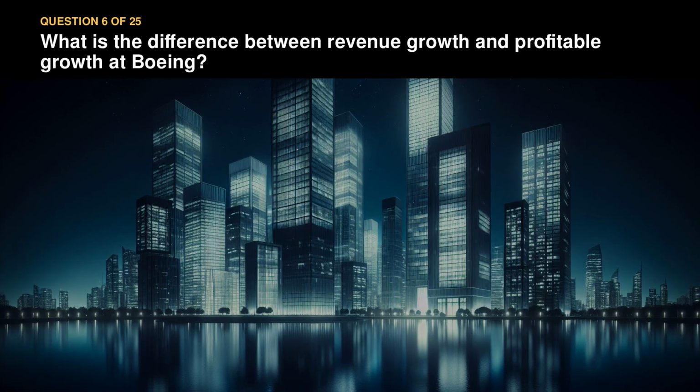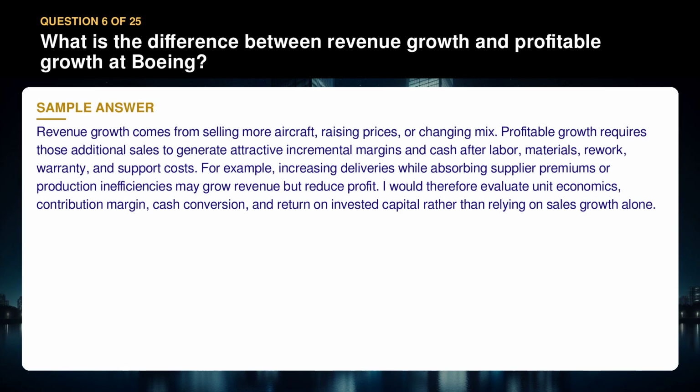Question 6. What is the difference between revenue growth and profitable growth at Boeing? Revenue growth comes from selling more aircraft, raising prices, or changing mix. Profitable growth requires those additional sales to generate attractive incremental margins and cash after labor, materials, rework, warranty, and support costs. For example, increasing deliveries while absorbing supplier premiums or production inefficiencies may grow revenue but reduce profit.